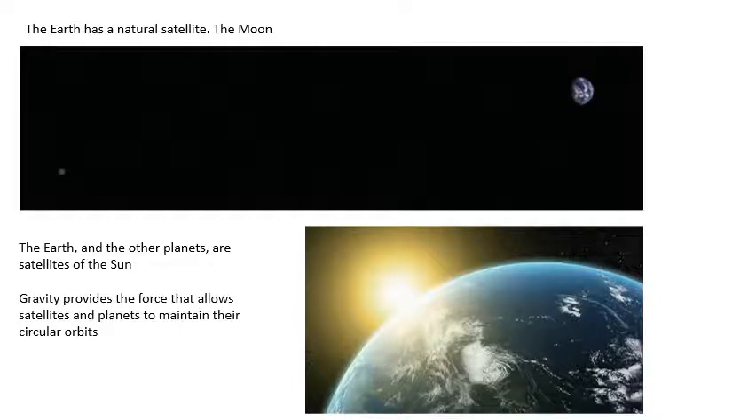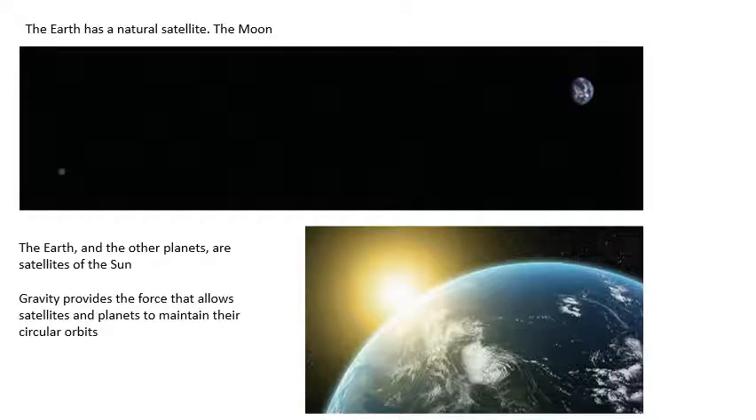Now, the Earth has a natural satellite, which is the Moon. The Moon has been going around the Earth for about 4 billion years. So that is a natural satellite. And the Earth is a satellite of the Sun. The Earth and all the other planets and everything else in the solar system is all going around the Sun.